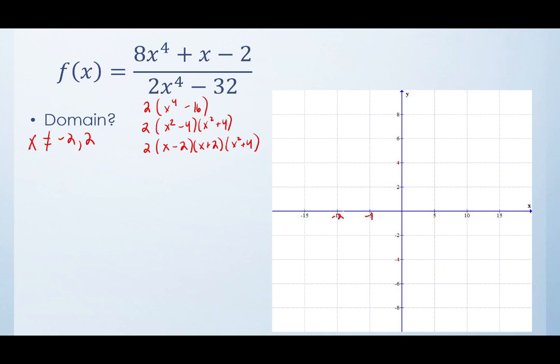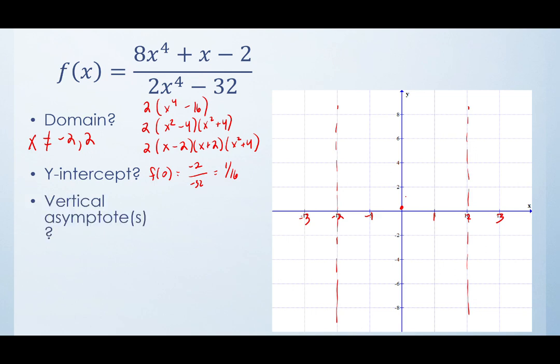And we're going to, again, mess with our scale here. So 2, there's one vertical asymptote, and negative 2. Okay, so what's our y-intercept? Well, that's easy enough. We're going to plug in 0. So f of 0, we've got 0 to the 4th plus 0 minus 2 over 0 to the 4th minus 32. So we're looking at 1/16. So just a little over the x-axis there.